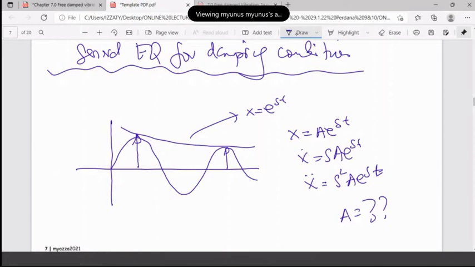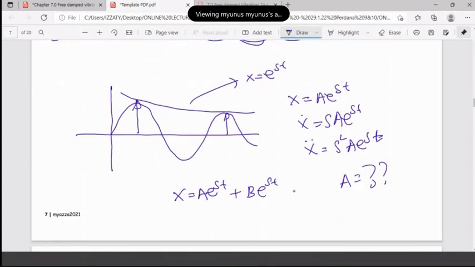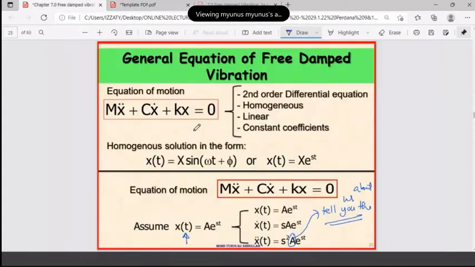And if you have, for example, x equal to A e^(st) plus B e^(st), what does it mean now? You have two amplitudes, isn't it? But perhaps you have another graph, which will give you the same phenomena here. So that is why here there is only one x.